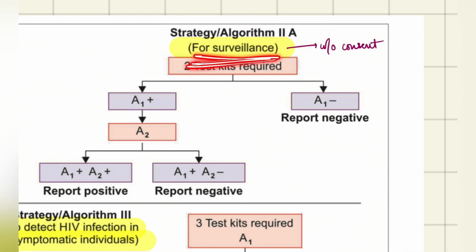Next, strategy 2A. This is the strategy for surveillance. In the general population, you use it without any consent, just for surveillance. 2 test kits are required.